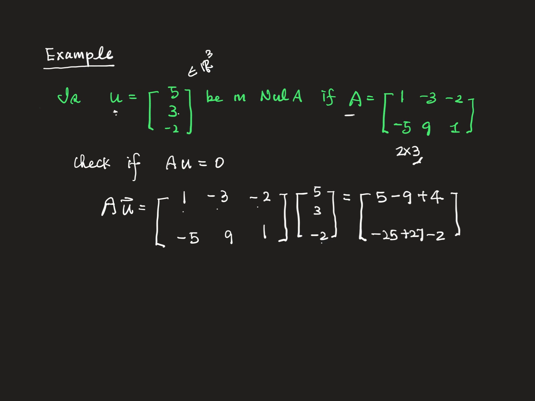So what is this going to be? You see, this one is 0, this one is 0. So A times u is the 0 vector. That means the u vector is in the null space of A, okay? How all of this relates to everything we're going to learn, we'll see later on, guys. Make sure you understand that: a vector in the null space is a vector that satisfies the matrix equation, okay?